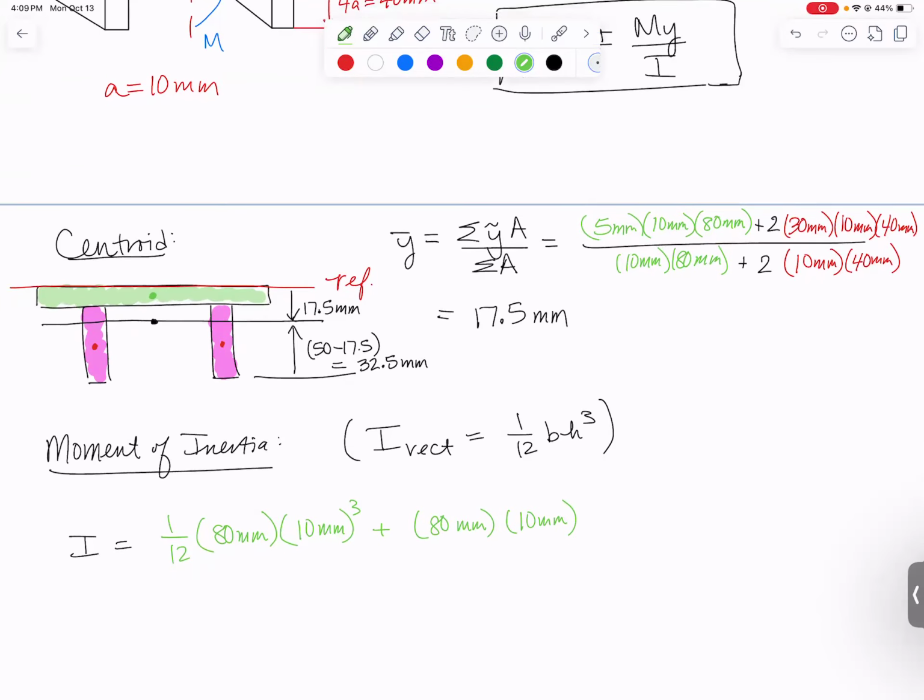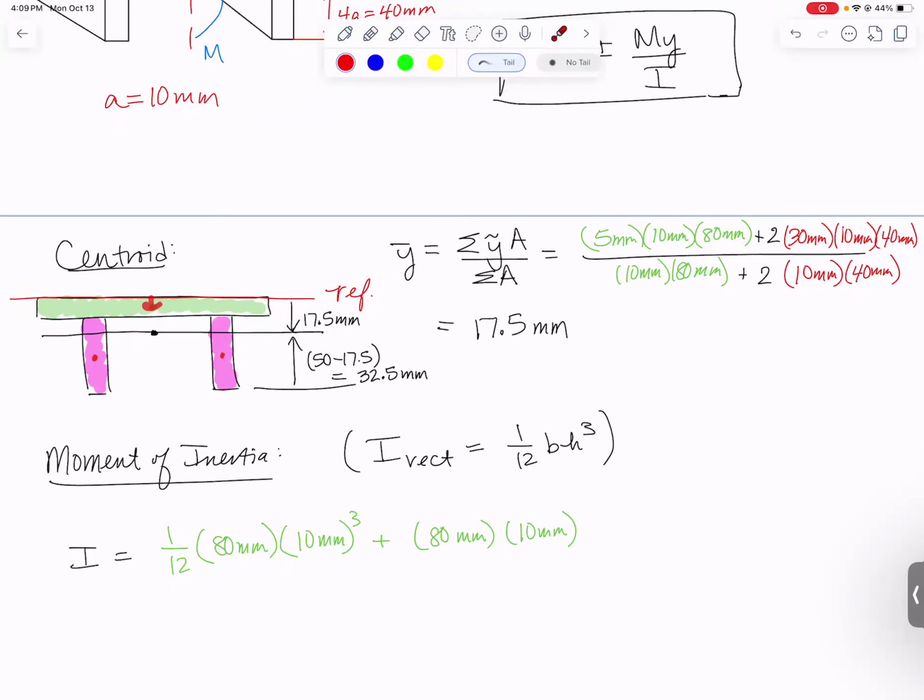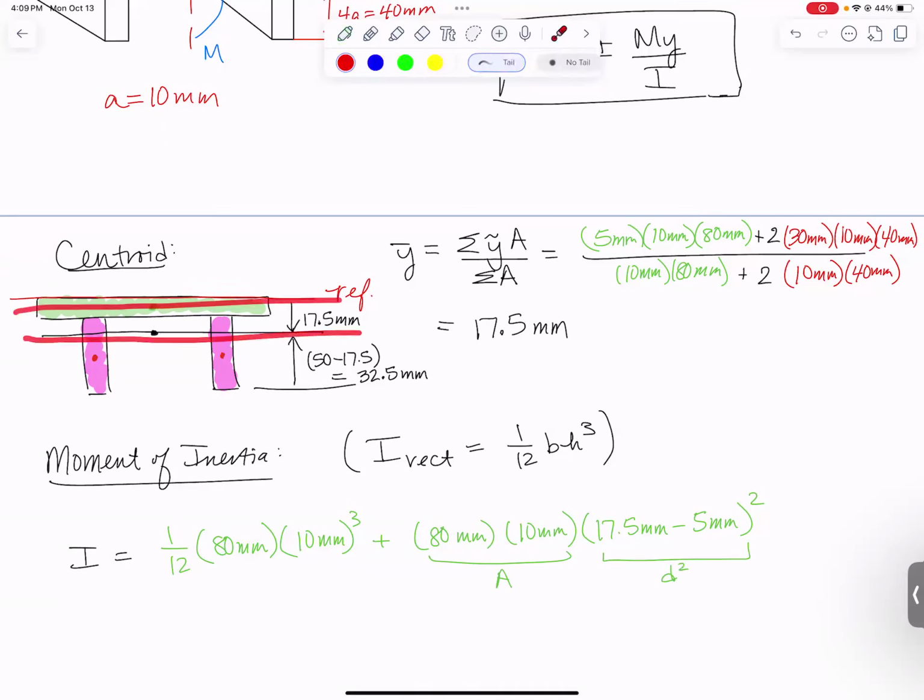Distance between their two centroids, well, the centroid of the green rectangle is 5 millimeters down. Overall centroid is 17.5. We need to subtract them: 17.5 millimeters minus 5 millimeters, and that gets squared. So from your parallel axis theorem, here's the moment of inertia of the rectangle about its own centroidal axis, and then add to it its area times the distance squared between the two axes. The one axis goes through the green dot, the other axis goes through the black dot.